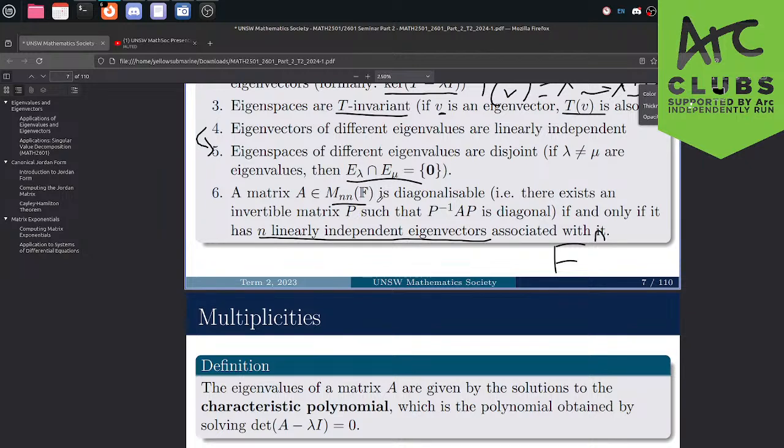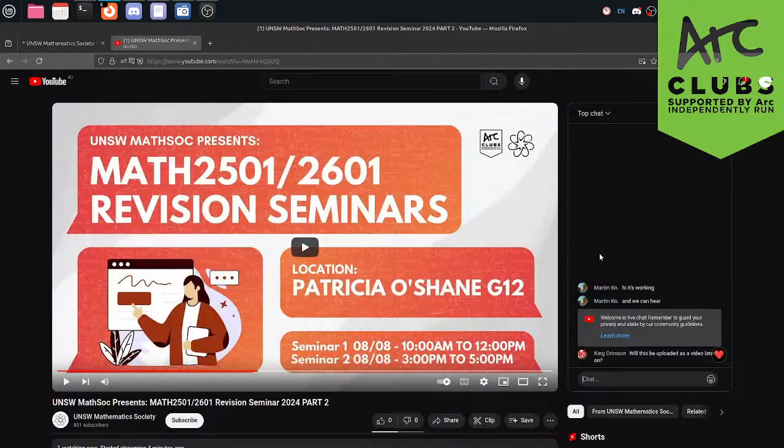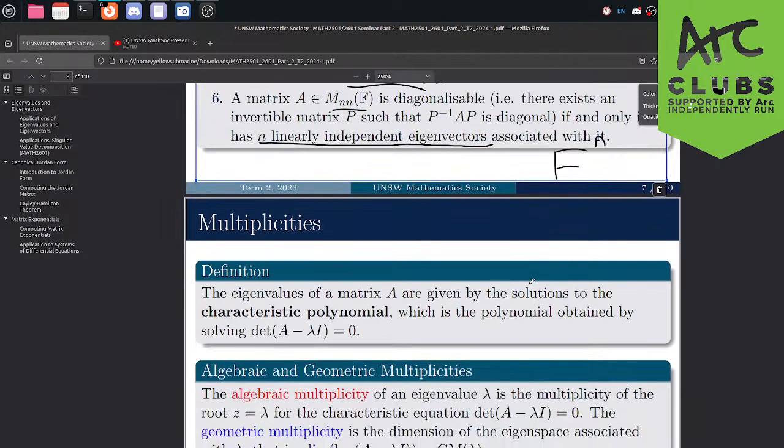There are some other ways of writing this property. For example, the dimensions of the eigenspaces will add to n, or the direct sum of the eigenspaces will be F^n. We'll see all of these notions. Cool.